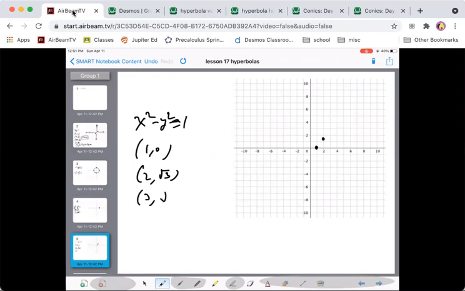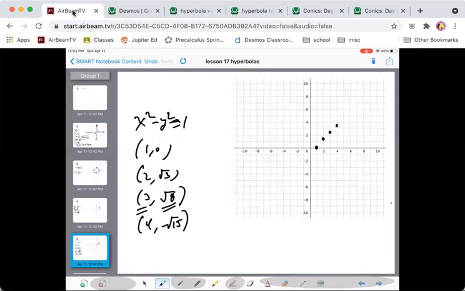Another point is 3 comma square root of 8, because 3 squared is 9, square root of 8 squared is 8. 9 minus 8 is 1. So for sure, the y coordinate is less than the x coordinate. However, it's getting closer to it. So 4 comma square root of 15, because 16 minus 15 is 1. But basically, we end up with the point 4 and slightly less than 4.